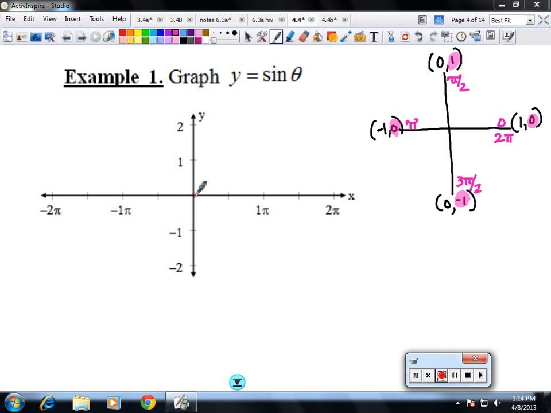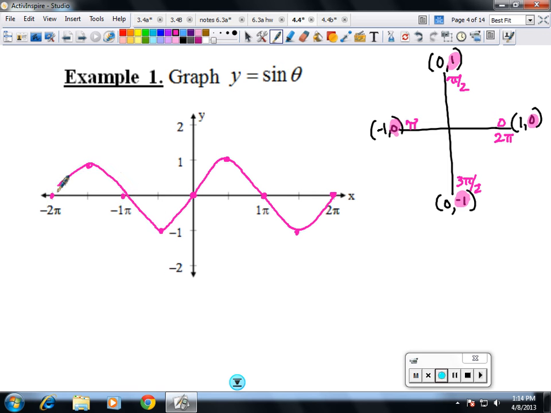At 0, sine is 0. So you have a point at 0, 0. At pi over 2, sine is 1. At pi, it's 0. At 3 pi over 2, it's negative 1. At 2 pi, it's 0. And so it just bounces. You should see a pattern. If you go the other way, at negative pi over 2, it's negative 1, and then 0, and then 1, and then 0. So it just bounces.